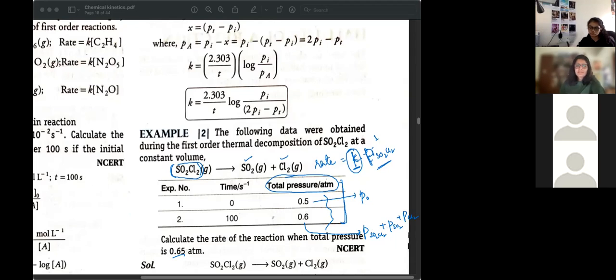Look at it this way, think back to what you did in grade 11. SO2Cl2 gives SO2 plus Cl2, right? At t equal to 0, this was 0.5, this was 0 and 0. Then at t equal to 100 seconds, 0.5 minus x, x and x. If x has been converted, then x of this is produced, x of this is produced. So 0.5 minus x plus x plus x, this total pressure is equal to your 0.6. Based on this, find each of these, and then you can directly put it in the equation.